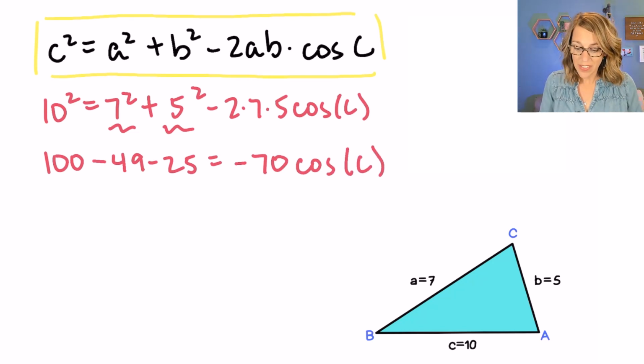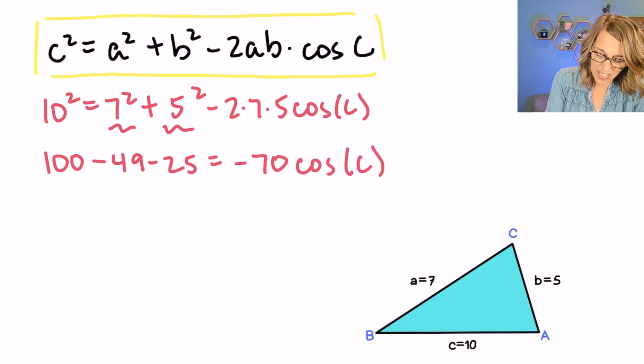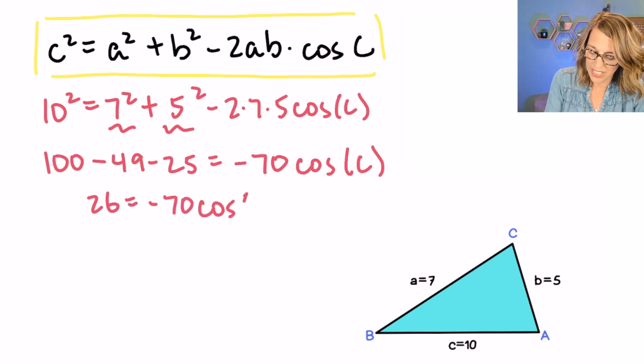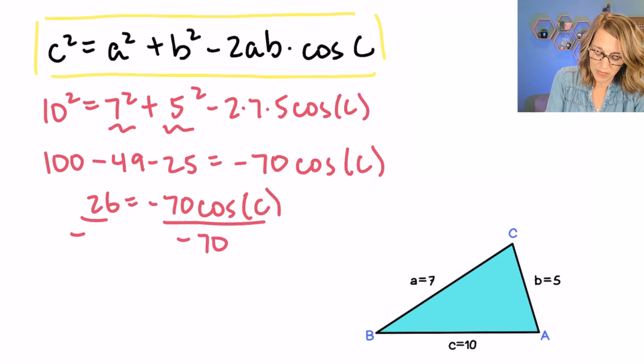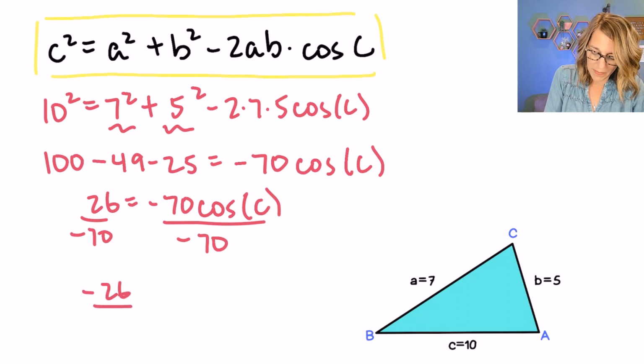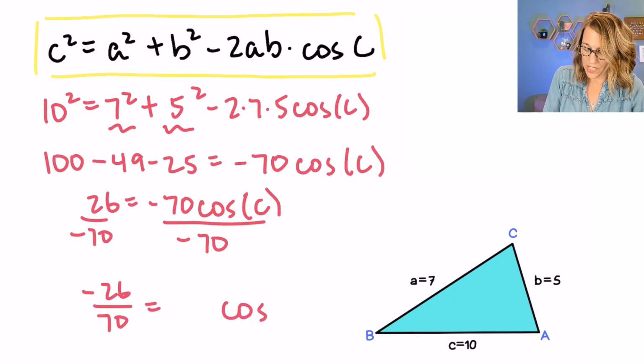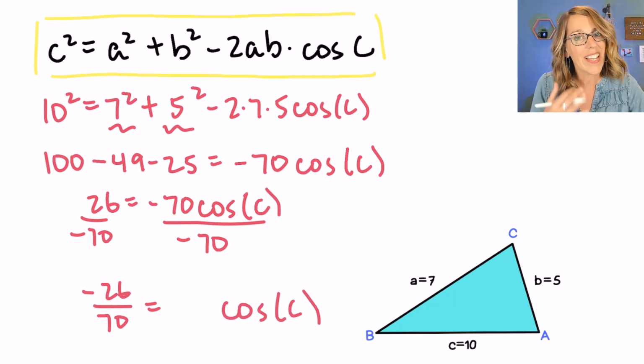If I simplify the other side, I end up with 26. So I get 26 is equal to negative 70 times the cosine of angle C. I'm going to divide both sides by negative 70. So that leaves me with negative 26 divided by 70 is equal to, leave yourself a little bit of room there, the cosine of C. And I left myself some room because I'm solving for C.